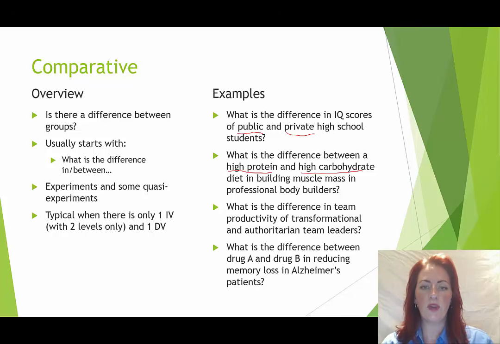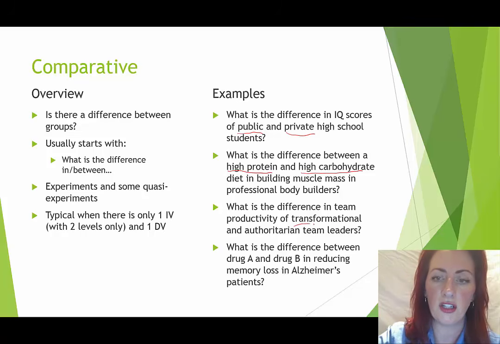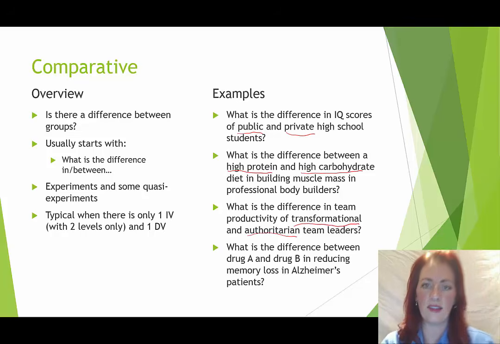In the third example, we have: what is the difference in team productivity of transformational and authoritarian team leaders? So here we have two different types of team leaders that we want to compare in terms of how productive their teams were. So we have transformational being one group that we're using, and the authoritarian being the second group that we're using.